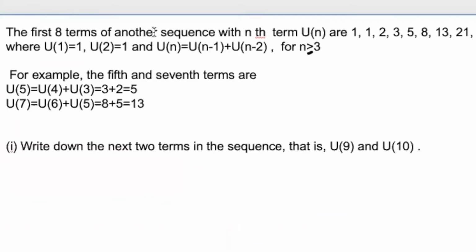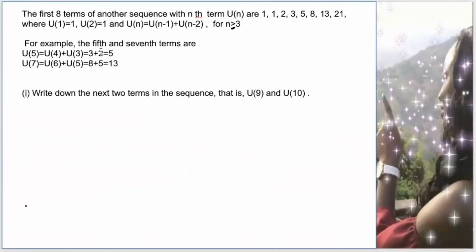Next question. The first 8 terms of another sequence with nth term un are 1, 1, 2, 3, 5, 8, 13, 21, where u1 is equal to 1, u2 is equal to 1, and un is equal to un minus 1 plus un minus 2, where n is greater than or equal to 3. For example, the fifth term: you replace n with 5, so 5 take away 1 is 4, so that's why I have a 4 here, and then 5 take away 2 is 3. u4 is 3 and u3 is 2, so 3 plus 2 gives me 5.